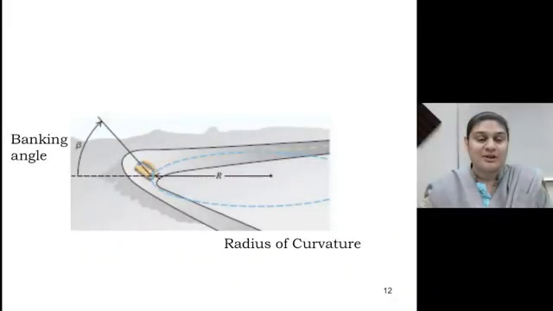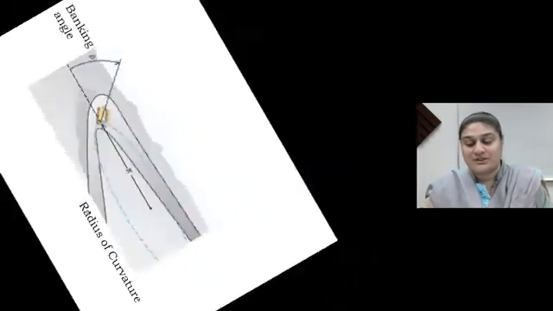Another thing that you should be aware of are the basic definitions of what we are talking about when we talk about banking curves. Banking angle is the angle by which you are going to raise your tracks or your road in order for the car to travel safely. Where r is the distance from the center of the curve, and it's also called the radius of curvature.